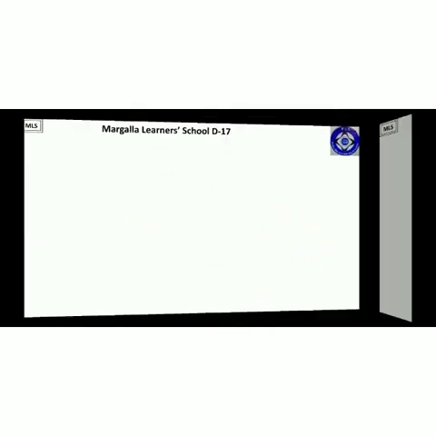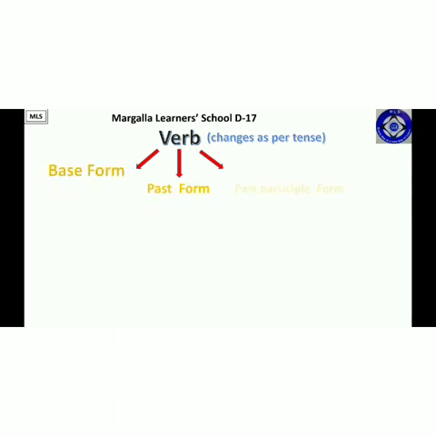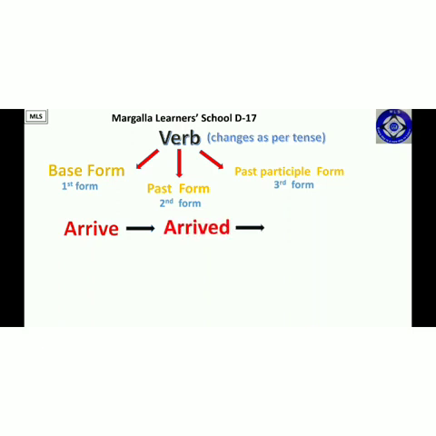My dear students, a verb is changed per tense. In the tense in which you are using the verb, according to it, you would change its form. In this regard, verb is divided into three categories. The first one is known as base form, past form, and past participle form. They are also known as first form, second form, and third form. For example, we have arrive. Its second form would be arrived, that can also be known as past form, and its third form would be arrived.